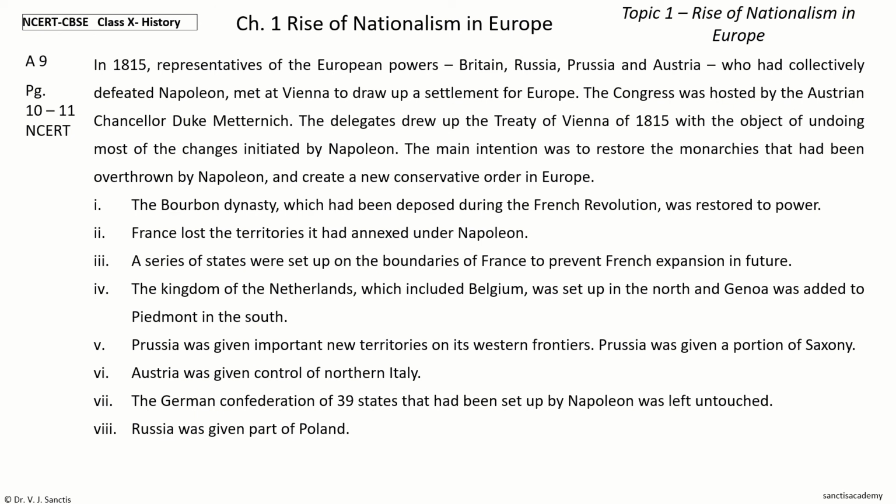Around France, they made buffer states, or states that prevented the future annexation by France. So the states were the Kingdom of Netherlands, Genoa was added to Piedmont, Prussia was given new territories, Prussia was also given Saxony, Austria was given control of northern Italy, German states were left as they are, and Russia was given part of Poland. So this was the answer to question 9.